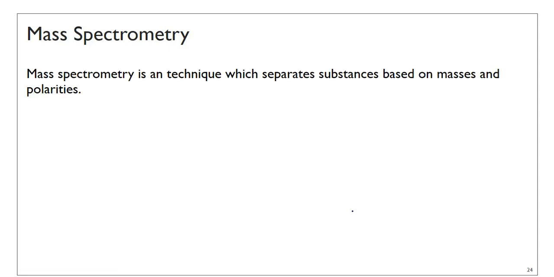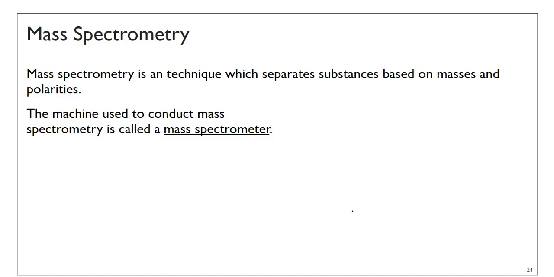Okay, now for something completely different, we're going to talk about mass spectrometry. Mass spectrometry is a technique which separates substances based on masses and polarities. There are two main aspects of mass spectrometry. First of all, the machine that you use for the technique, which is called a mass spectrometer.